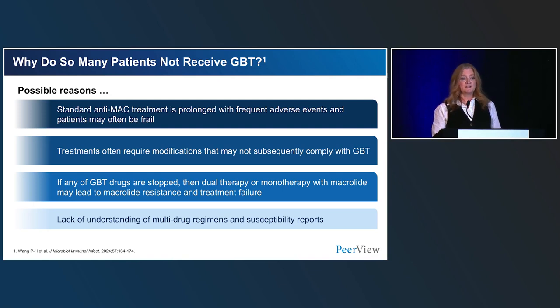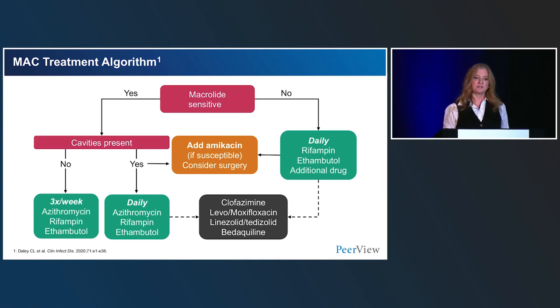And then if any of the guideline-based therapy drugs are discontinued, then dual therapy or monotherapy with macrolide may lead to resistance. And a lot of those patients in the prior study I referenced were on azithromycin with the fluoroquinolone. And it depends on your lab. You may not always have fluoroquinolone susceptibilities, and then you're essentially treating with one drug. And then lack of understanding of multi-drug regimens and susceptibility reports.